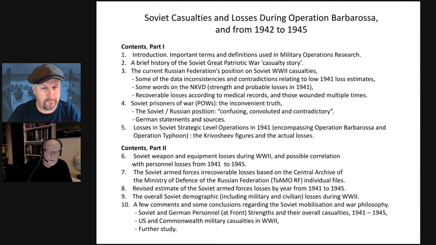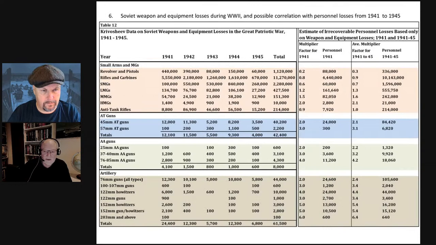Anyway, next, what we're going to do tomorrow. We've finished part one, and I just wanted to cover off these last two slides covering equipment losses. These are two of my favorite slides because they are this other data stream that I mentioned. Here we have information from the Krivosheev study on the total losses of equipment for each year up to the total for the war. None of this is German figures. This is entirely official Russian figures as of today.